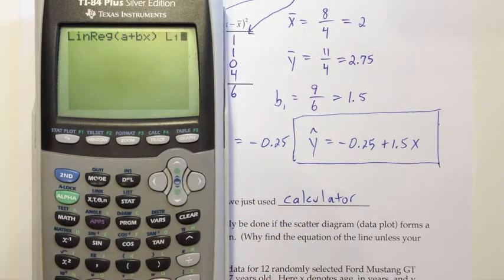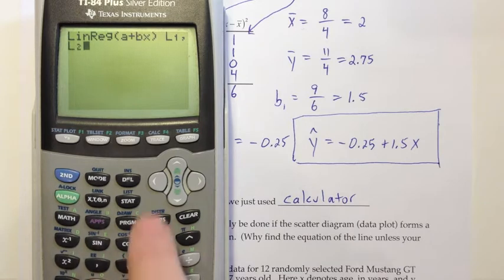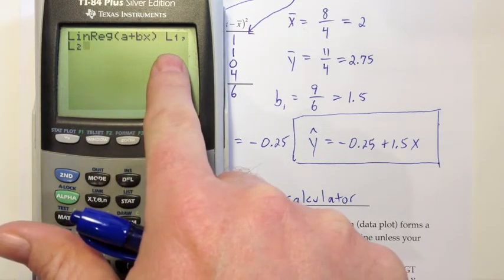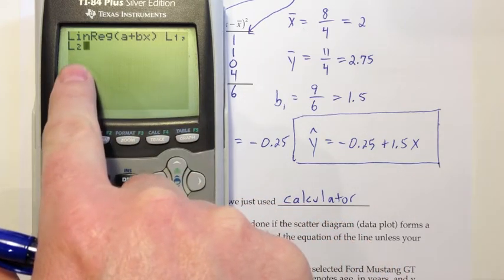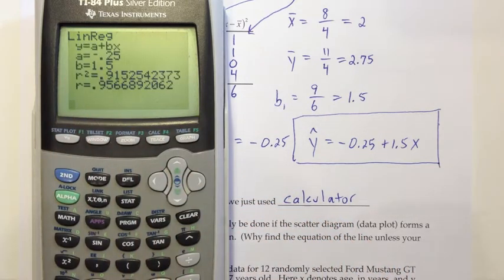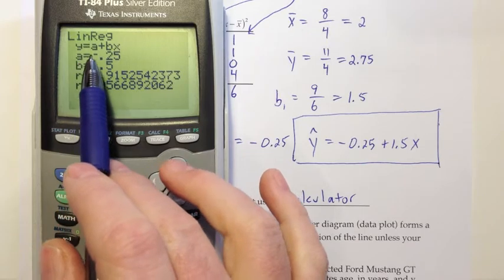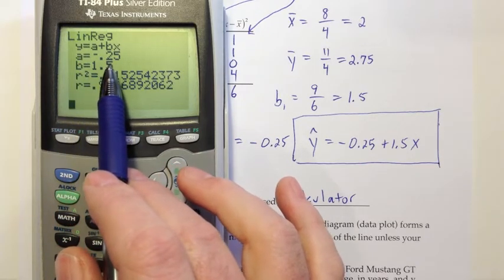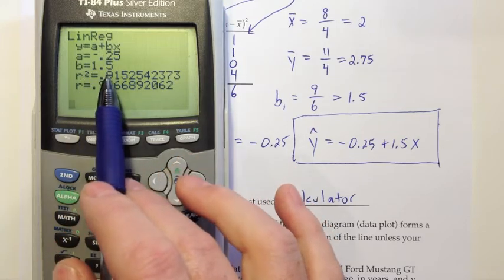I put the x values in L1, and then I'll hit the comma key, and then L2. So I want to tell the calculator that I want a linear regression where my x's are in L1 and the y values are in L2. And when I do that, it says, all right, the form of your equation is y equals a plus bx, where your a, or your intercept, is negative 0.25, and b, your slope, is 1.5.